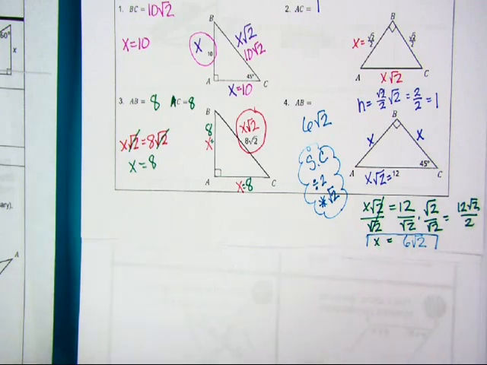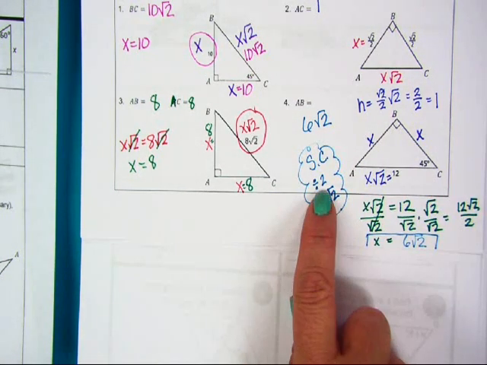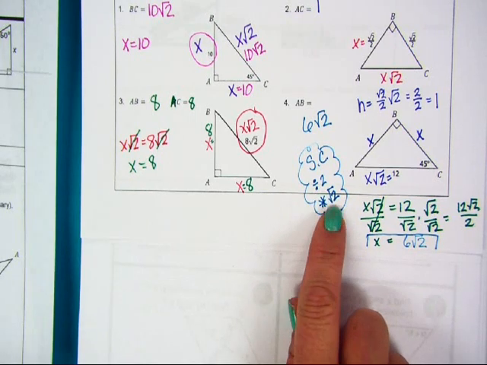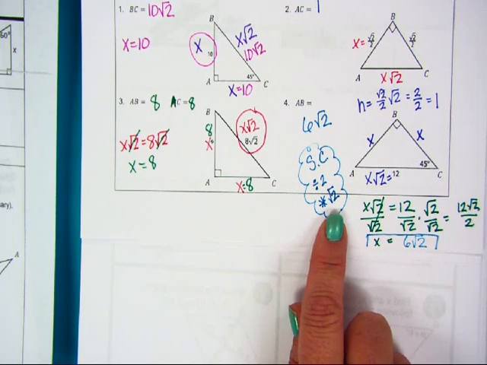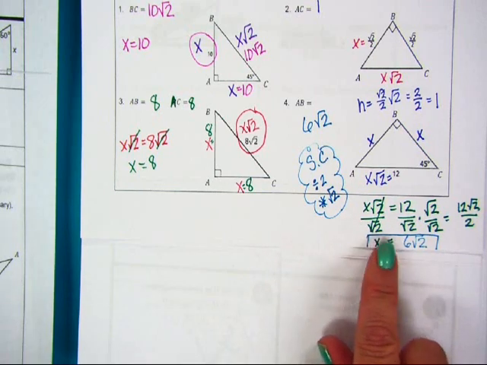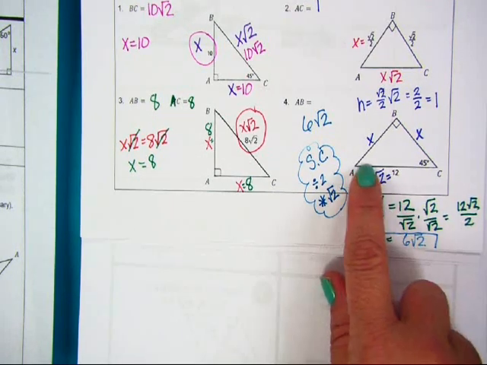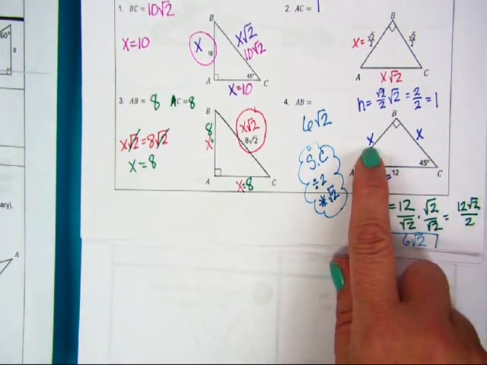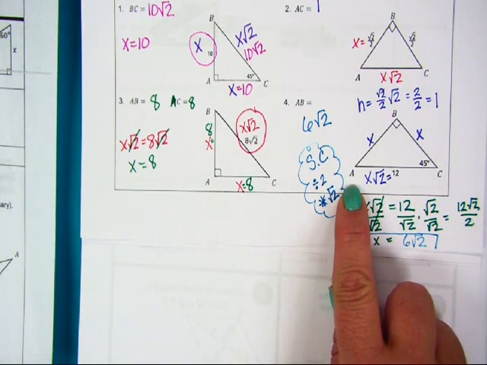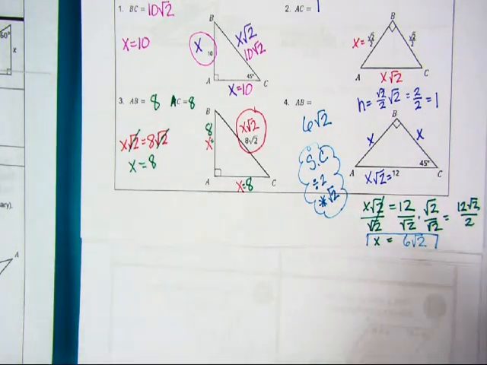So if your hypotenuse is 14, then what are the legs according to the shortcut? 7 square root of 2. What if it's 100? So what if this were 100? Then it would be 50 square root of 2. That's the pattern. Okay? All right, so let's do the other side.